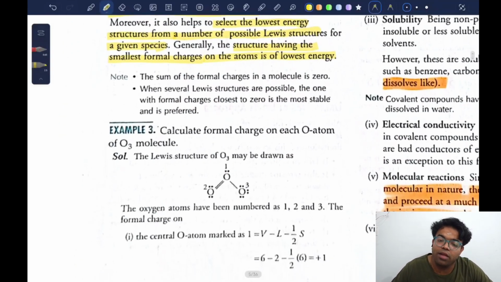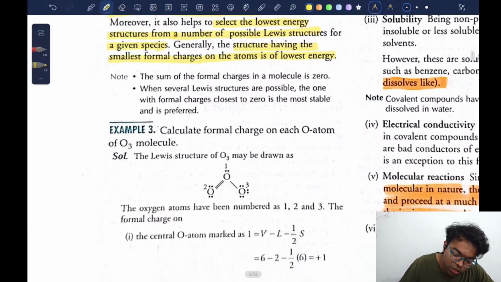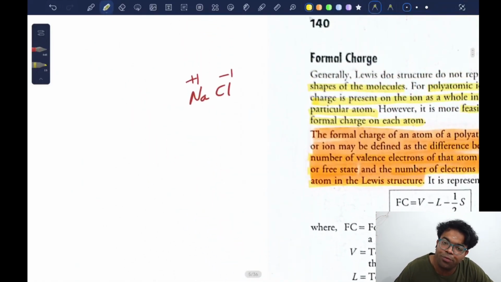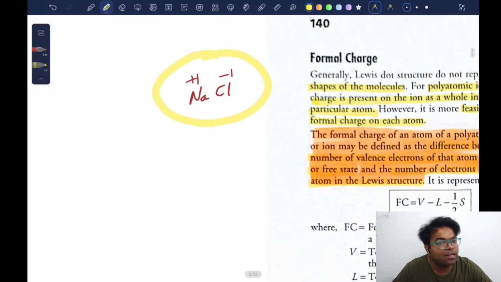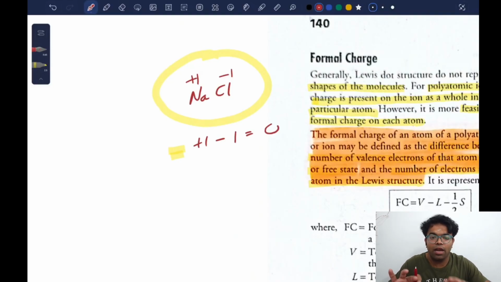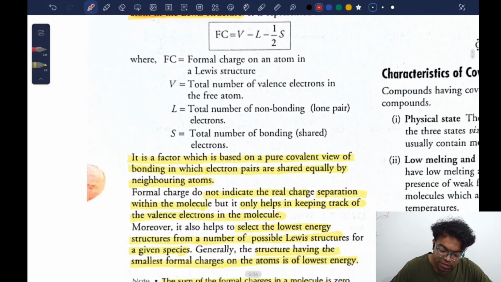Now, how are we supposed to calculate the formal charge? The sum of the formal charges in the molecule, Drupad, is the same as in an ionic bond. In an ionic bond, sodium has a +1 charge, chlorine has a -1 charge. But when you add both these charges, +1 -1 is equal to 0. You get an overall charge of 0.